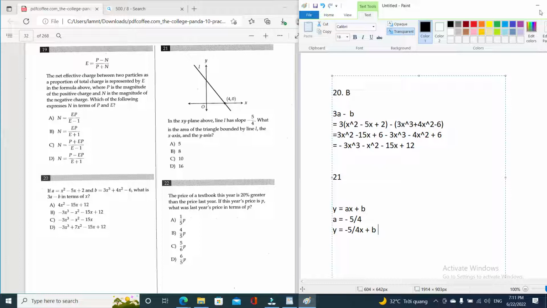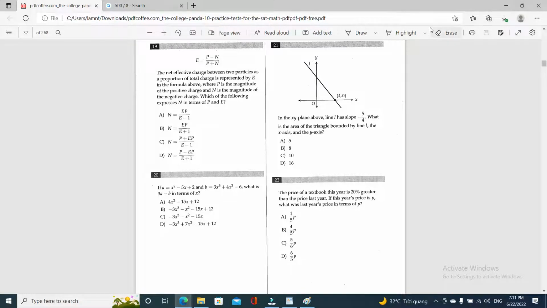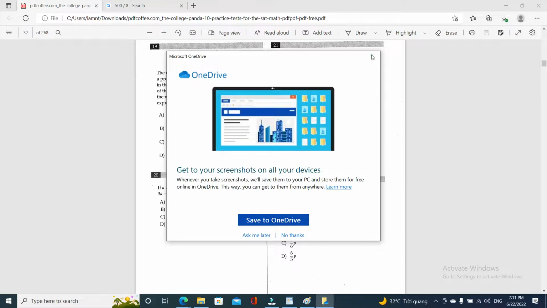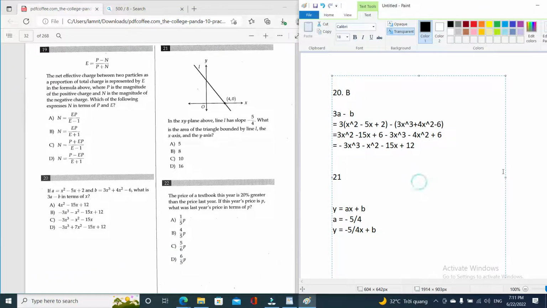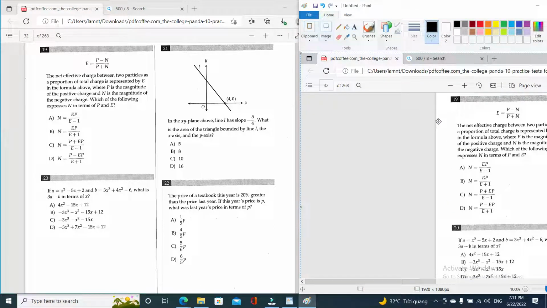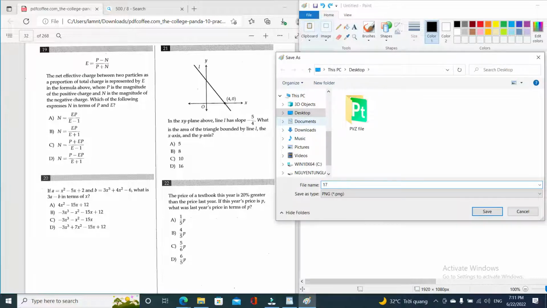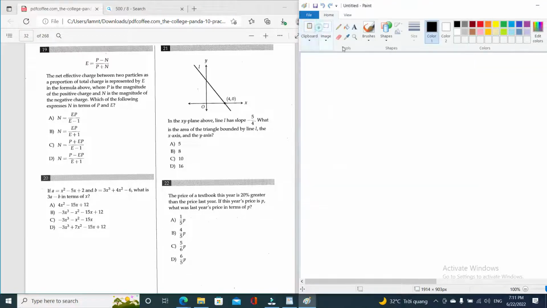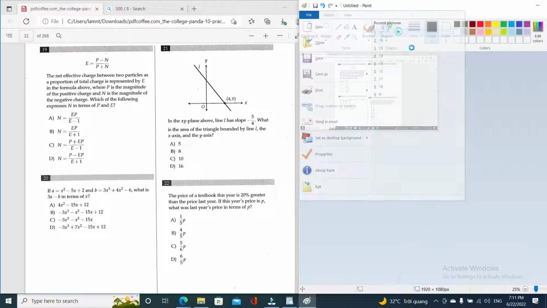So let's copy this, print screen. Let's copy this figure down. I'm going to save this and reopen this later. So I'm just going to copy this and I'm going to open this.